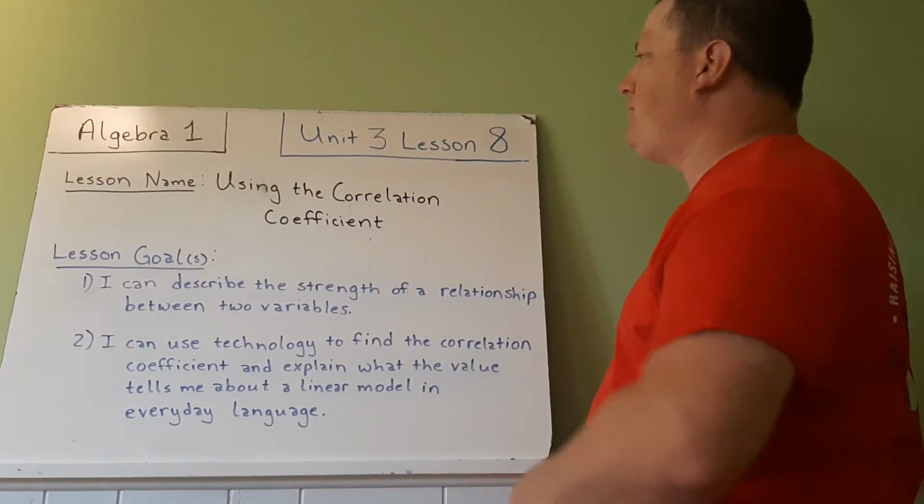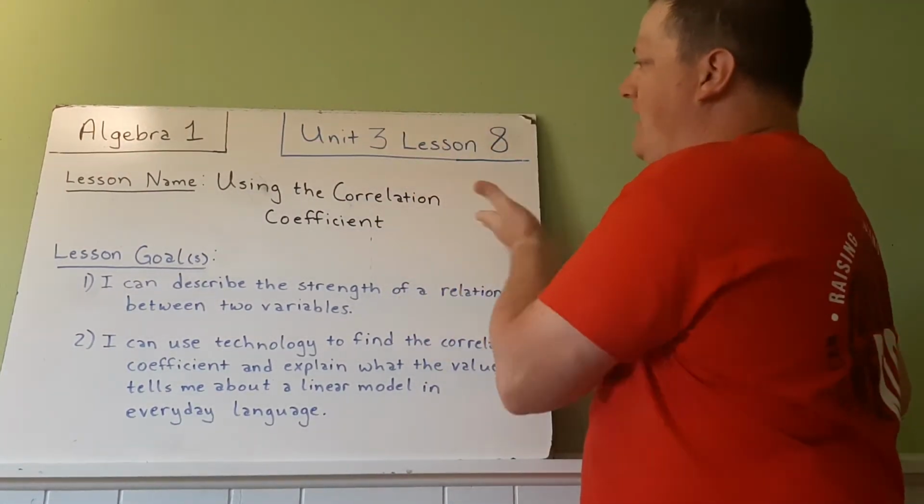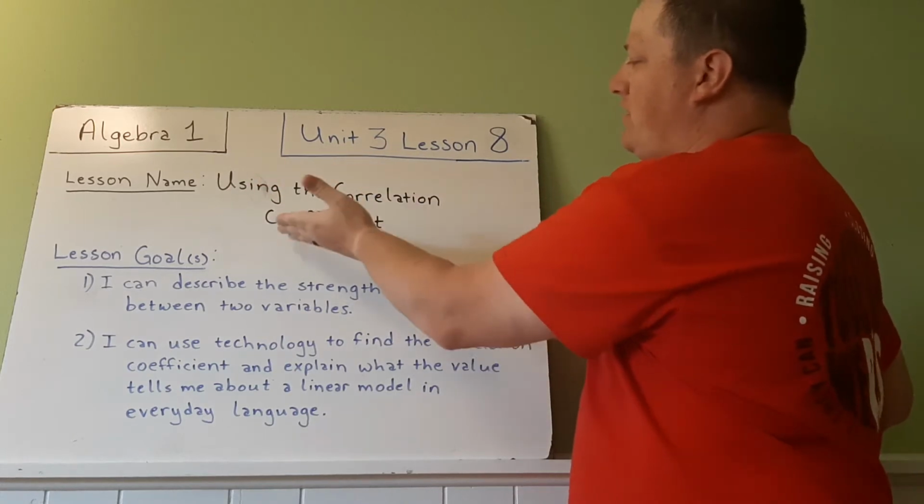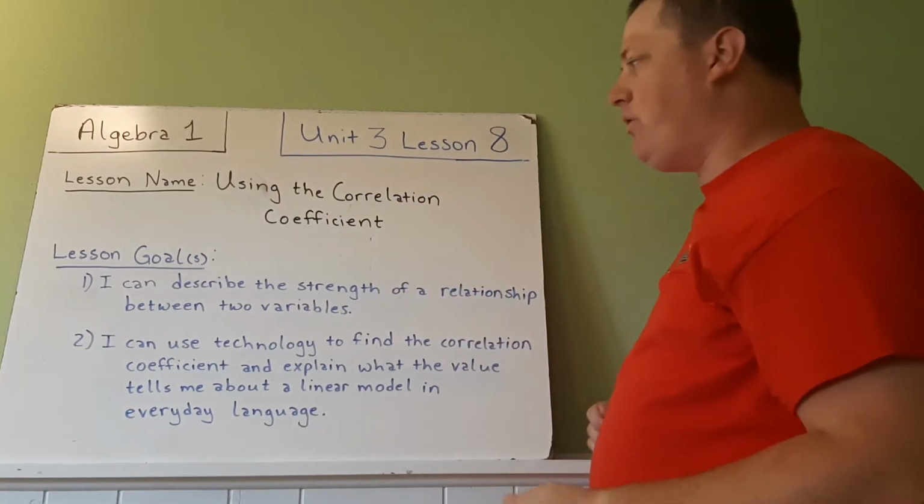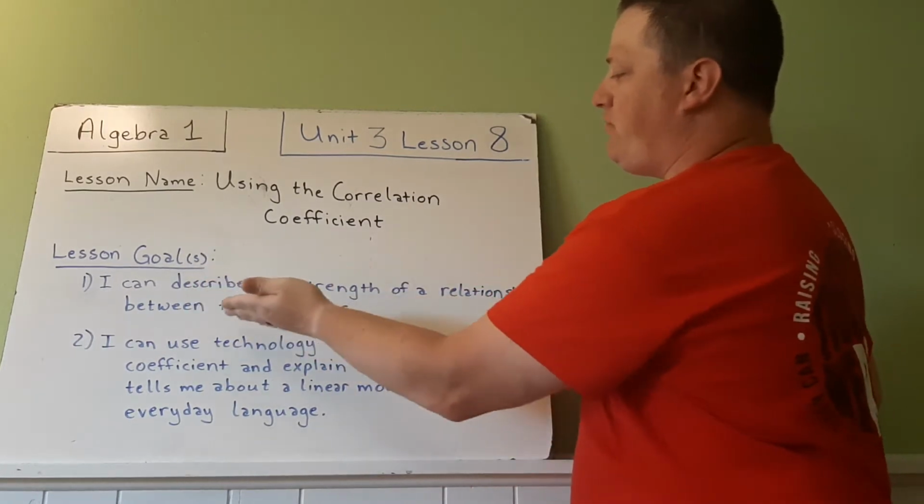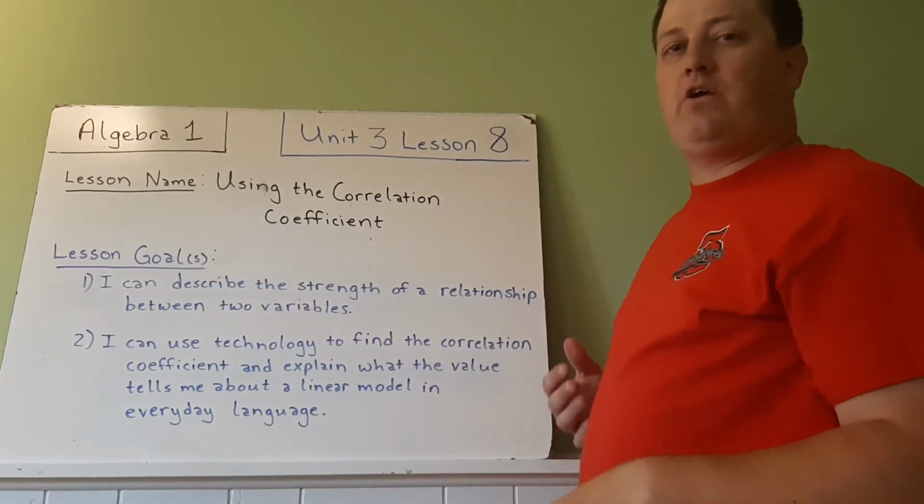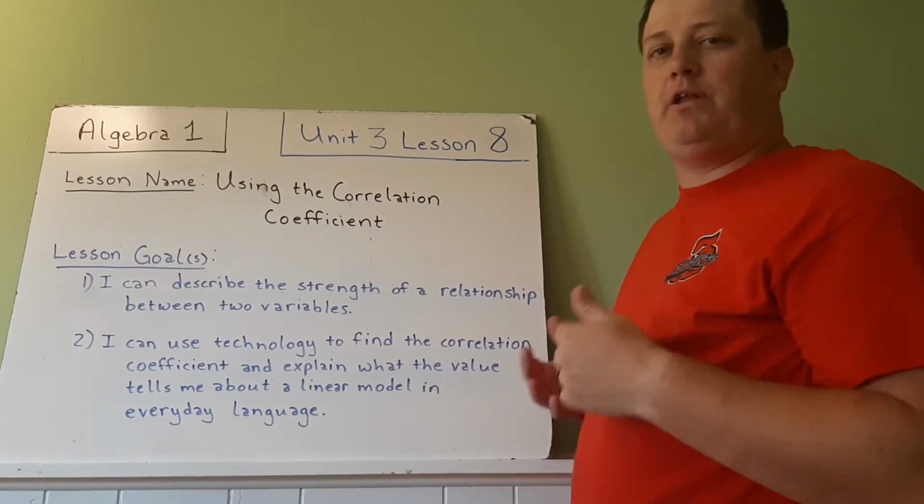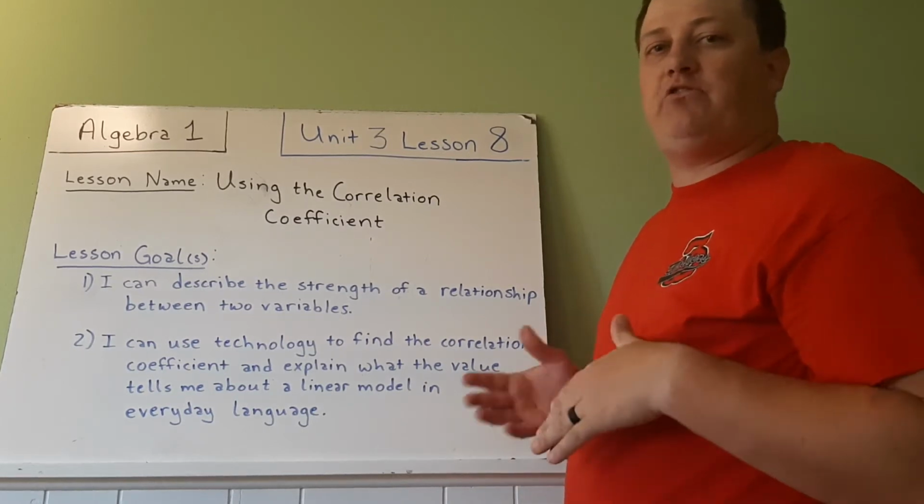All right, Algebra 1 students, let's look at Unit 3, Lesson 8, using the correlation coefficient. We have two goals for this lesson. I can describe the strength of a relationship between two variables. So using the correlation coefficient, we should be able to tell whether a relationship is strong or weak.